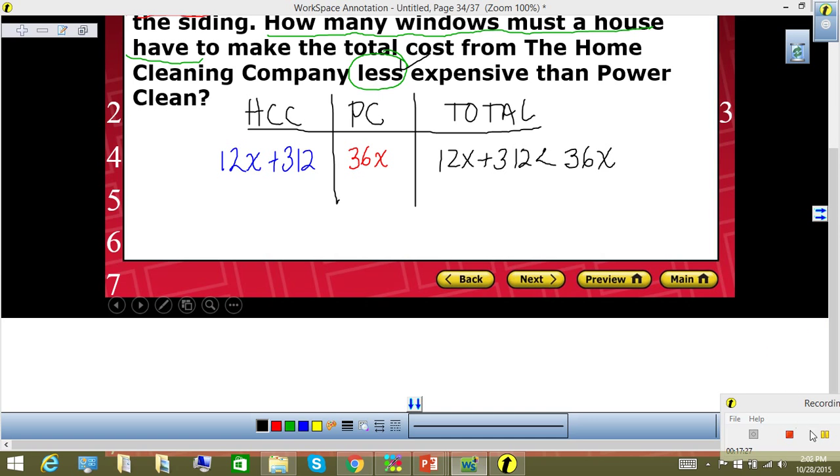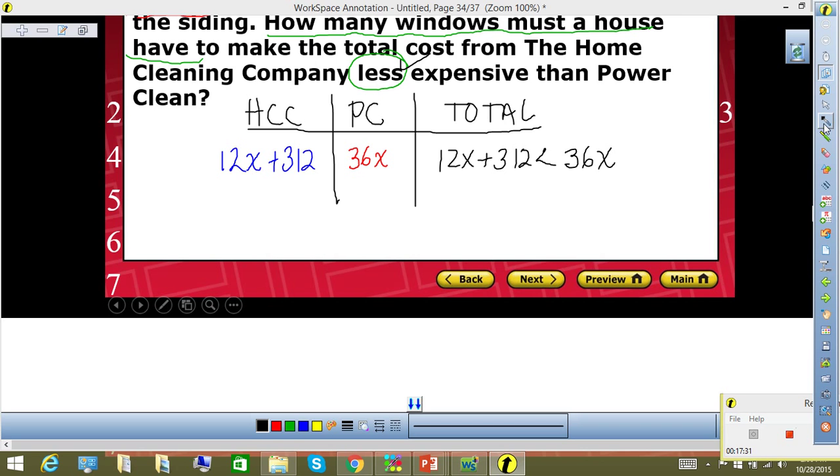Copy and solve. Go. Let's see, Nadeshta, what'd you get? 13 less than x. Hands up if you got that. What does that mean, though? More than 13 what? Windows.